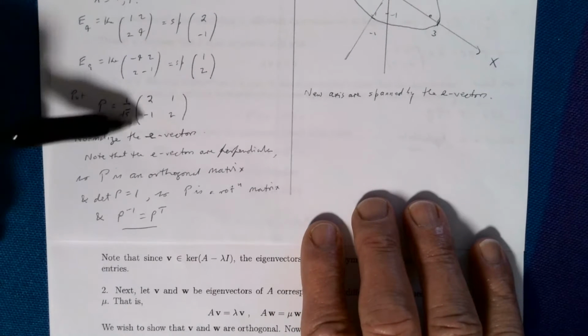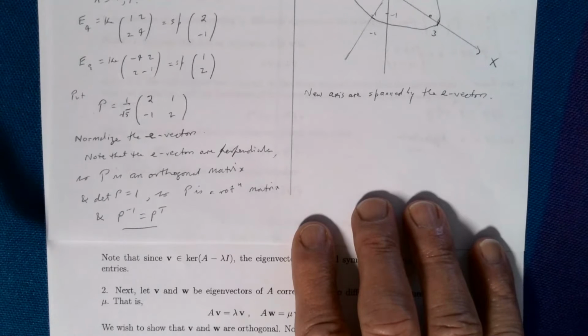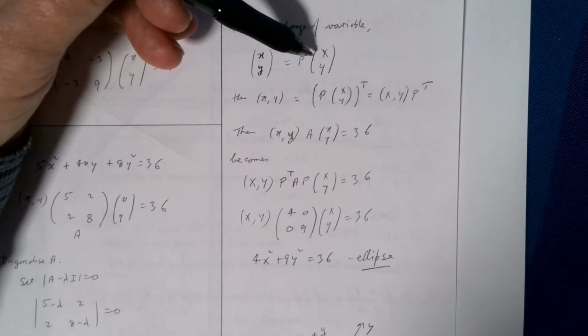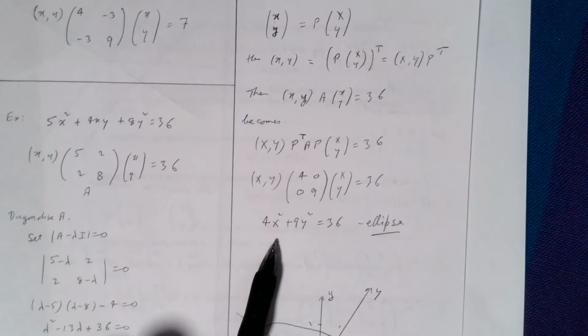the eigenvectors normalized into a P matrix, then P inverse is P transpose. And that meant then we could make this change of variable, and that turned the conic into one where we could recognize exactly what it was.